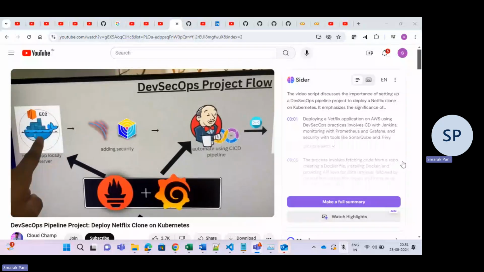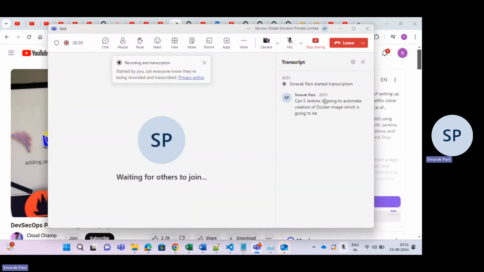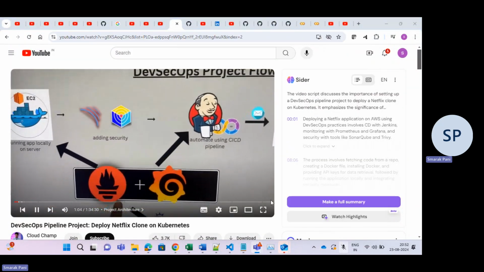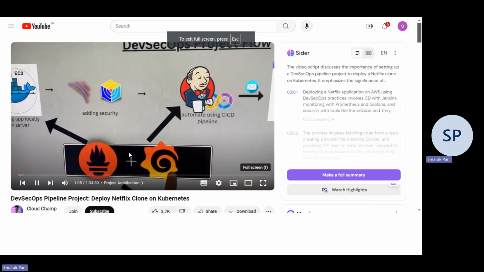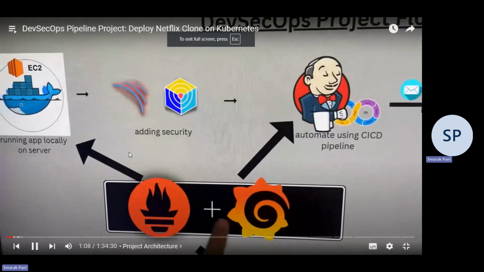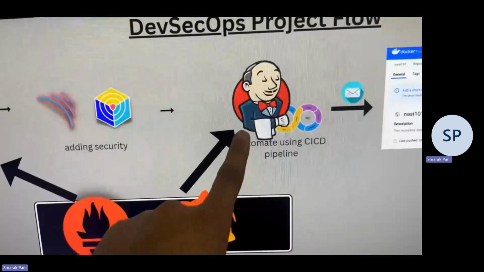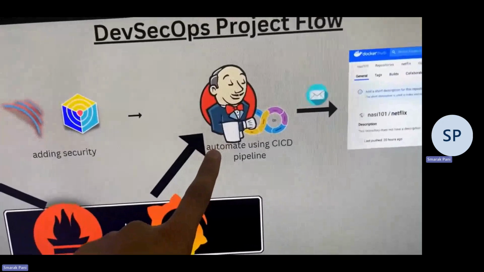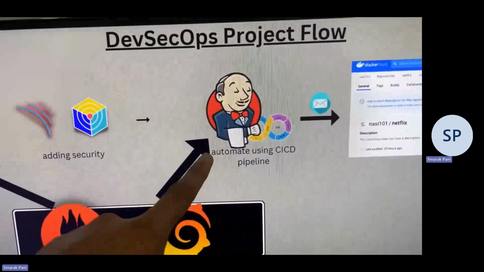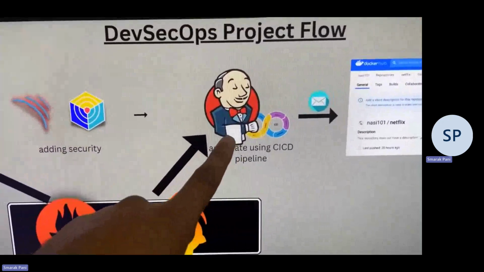Jenkins. Jenkins is going to automate creation of the Docker image, which is going to be secured and uploaded on Docker Hub. Now, once we have this process automated, we are going to integrate monitoring using Prometheus and Grafana. Prometheus and Grafana are going to monitor our EC2 instance as well as Jenkins to check different things in Jenkins, like how much is CPU, how much is RAM, what are some successful jobs, what are failed jobs.